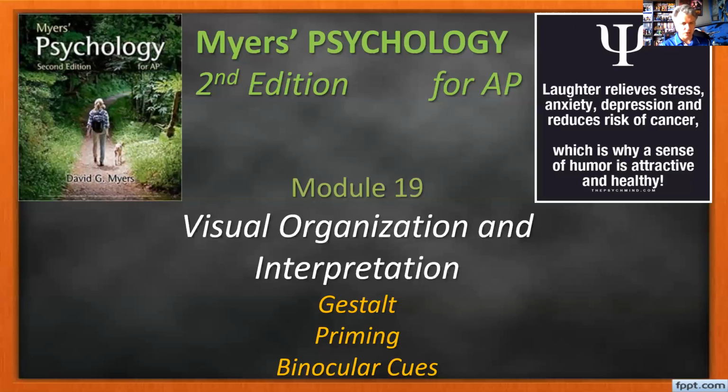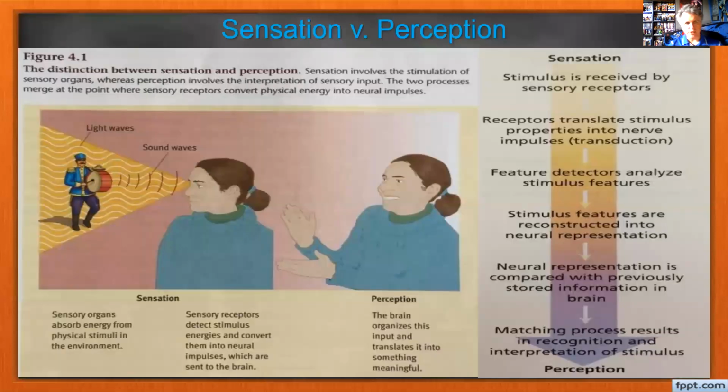So we're going to talk about Gestalt, priming, and we'll look at binocular cues, and also the idea that we see in 2 dimensions, but we create 3 dimensions, even though we have two two-dimensional cameras. So when we're talking about sensation versus perception, again, sensation, we're all taking in the energy the same, the light waves, the sound waves, everything else. Perception is, once I get that in, I perceive it as something that has some sort of meaning.